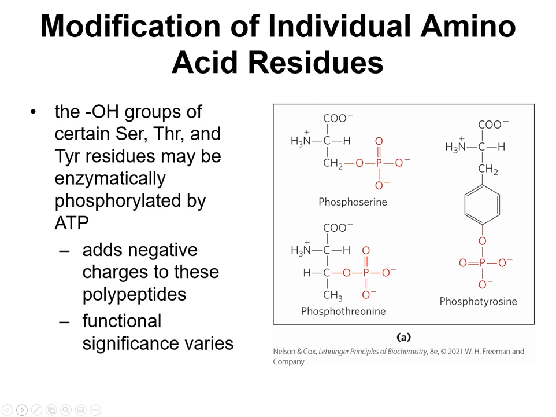We can have modification of individual amino acid residues too. We talk a lot about phosphorylation, particularly in the last portion where we talked about all the metabolic pathways with glycolysis and the citric acid cycle and all these other things, and how phosphorylation and dephosphorylation can regulate a lot of these processes. Well, those are post-translational modifications. So serines, threonines, and even tyrosines can be enzymatically phosphorylated with ATP.